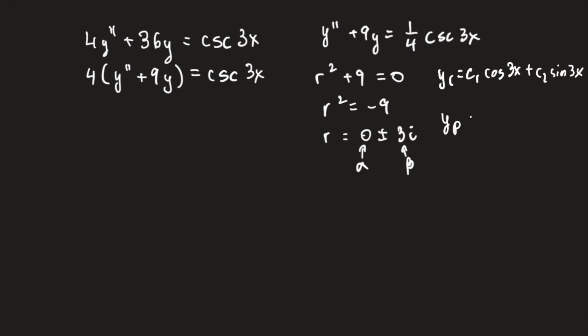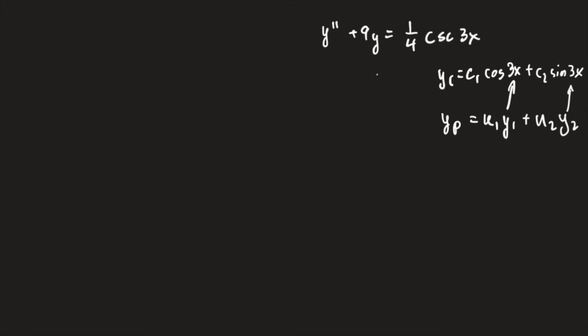Now we need y sub p, which is u1 y1 plus u2 y2. Now y1 is cosine of 3x, y2 is sine of 3x. Now we have to use the Wronskian to find our missing functions u1 and u2. So first we're going to create this matrix W. It's a 2 by 2 matrix with the top row being my y1 and y2 functions. In other words, my cosine of 3x and sine of 3x. Now we need to find derivatives. The derivative of cosine 3x is negative sine of 3x times the derivative of 3x, which is 3.